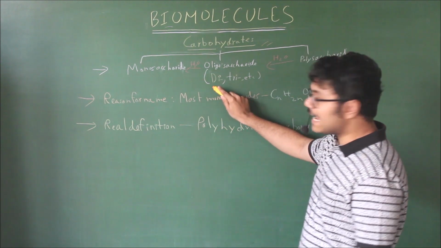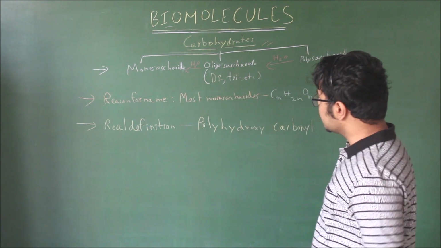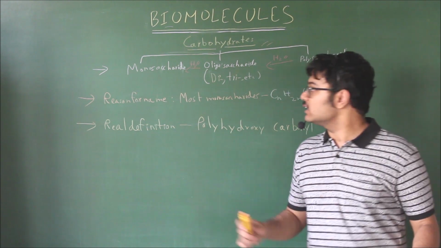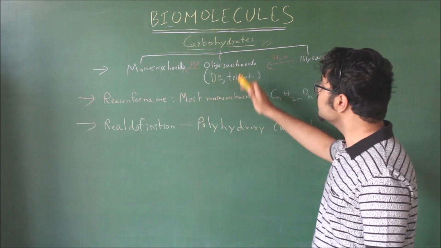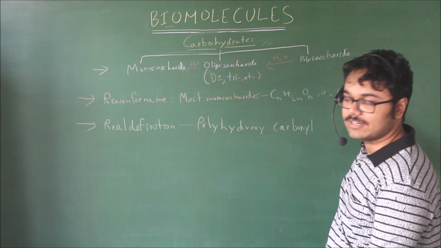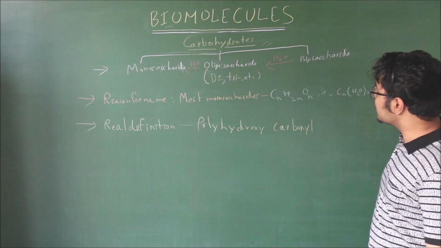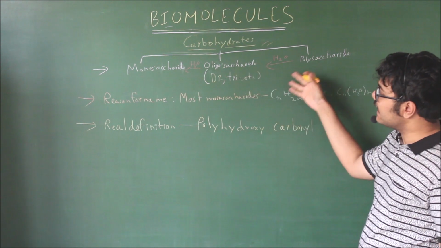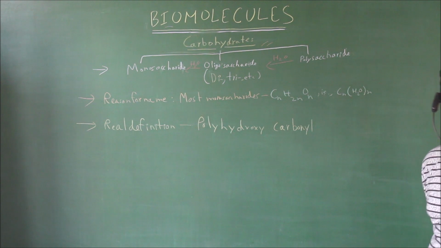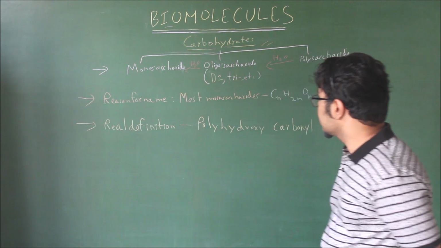I've written the prefix di in a different color because disaccharides are often not considered to be oligosaccharides. Some people sometimes break it up as monosaccharide, disaccharide, oligosaccharide, and then polysaccharide. So obviously, anything that has more than 10 such saccharide units is a polysaccharide. Those are really long, often indefinitely long.